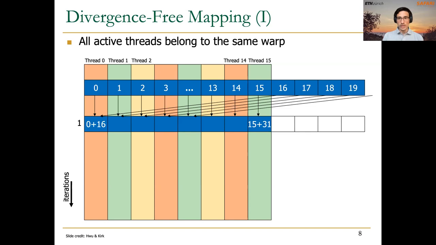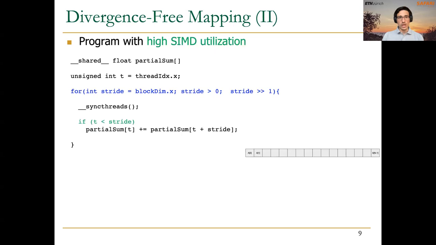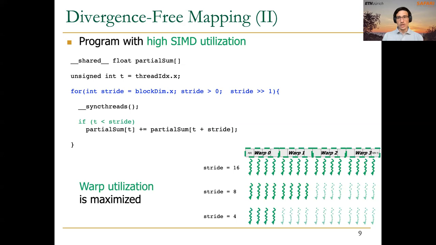And when they start retiring iteration after iteration, we would make sure that the remaining threads, the threads that continue being active, belong to the same warp. Here you can see the code with high SIMD utilization. You can also see in this figure how, from one iteration to the next, half of the threads retire, and those threads that remain belong to the same warp. That increases the warp utilization significantly, and thus produces much higher performance.